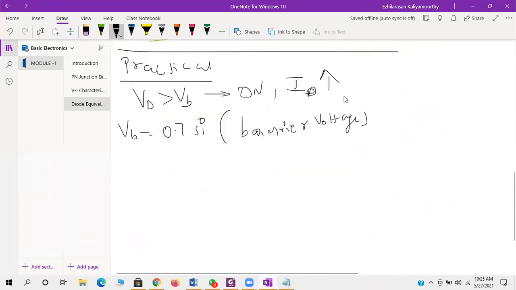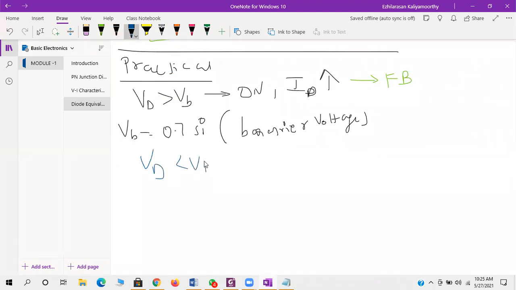If it is greater than VD, this will be your forward bias. So always you have to remember, very simple. When VD is less than 0 volt, what will happen? Your diode will be off, in the sense it won't conduct actually.